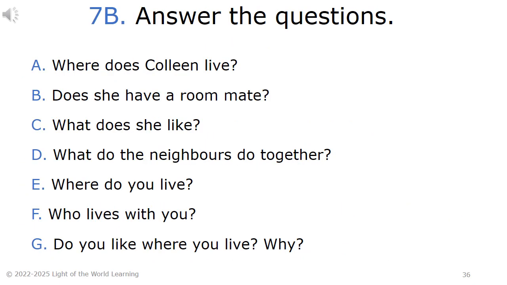7b. Answer the questions. A. Where does Colleen live? B. Does she have a roommate? C. What does she like? D. What do the neighbours do together? E. Where do you live? F. Who lives with you? G. Do you like where you live?